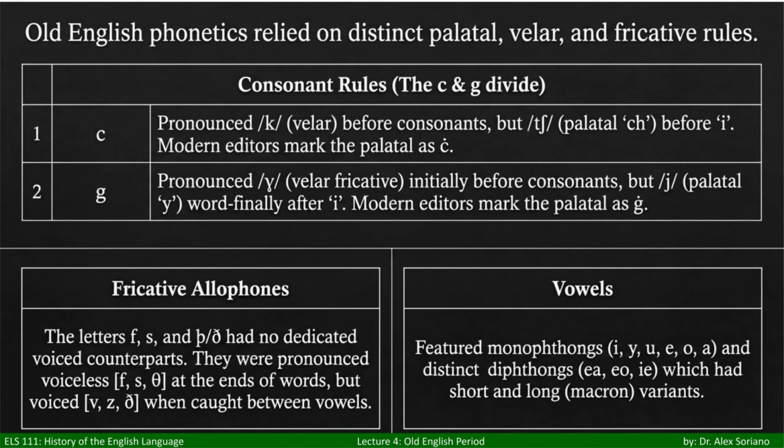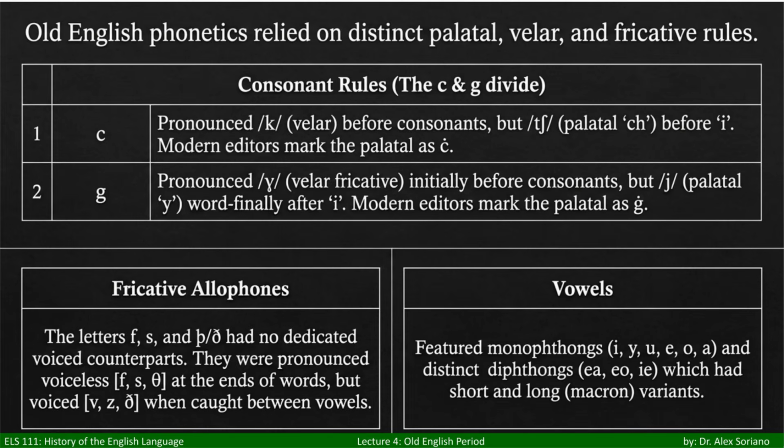This is a dense slide, so let's take it piece by piece. 3 separate phonetic rules of Old English pronunciation. First, the consonant rules, the C and G divide. The letter C was velar, produced at the back of the mouth, like our modern K, before consonants. But before i, it shifted to palatal, produced further forward, close to our modern ch.